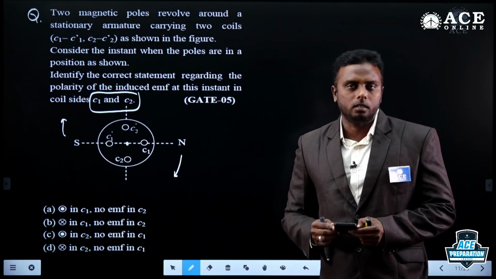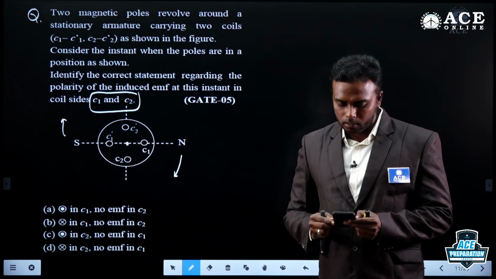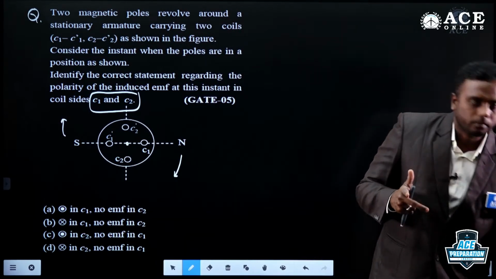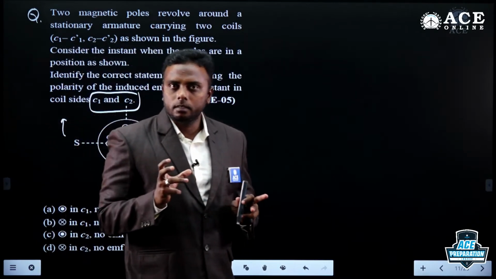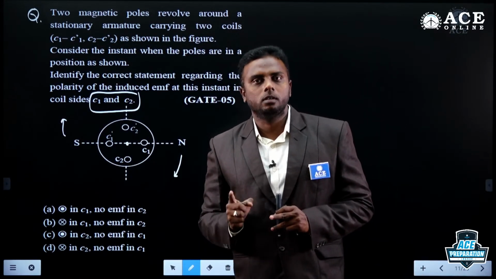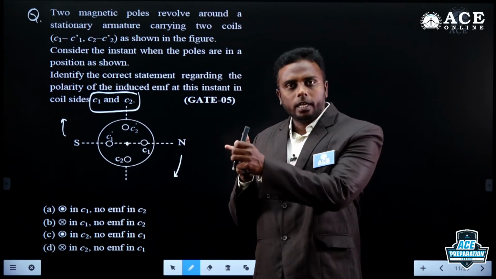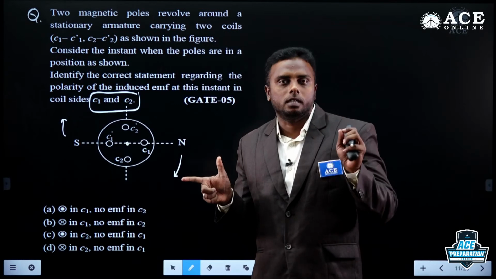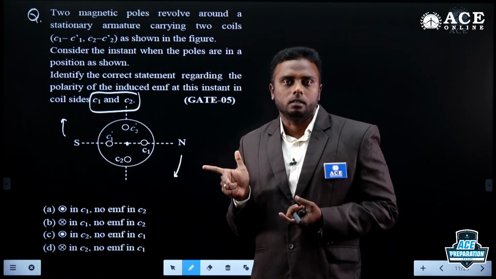Direction of EMF or current we generally mark with dot or cross. Dot indicates coming outside the board, cross indicates going inside the board. So here you have to apply Fleming's right hand rule. Fleming's right hand rule is applicable for rotating conductors. What is the statement? The forefinger indicates flux, the thumb indicates motion of the conductor, in what direction it is moving, and the middle finger is the direction of EMF or current.